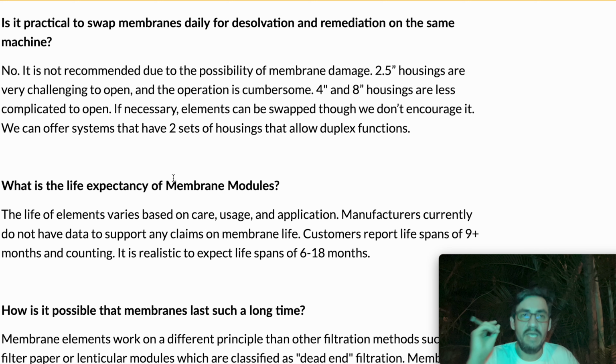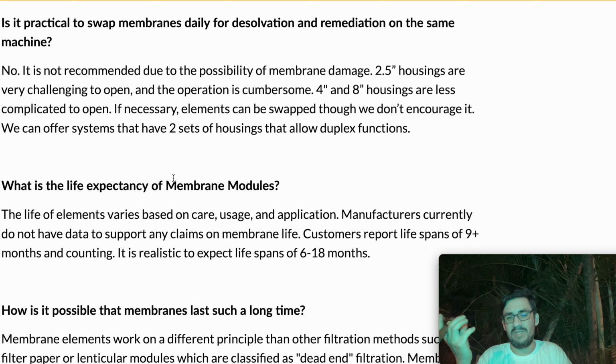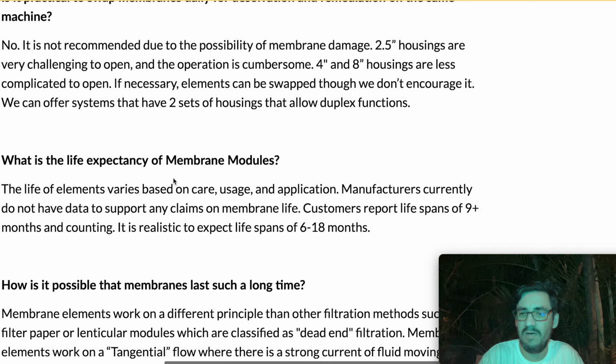Is it practical to swap membranes for desolvation and remediation on the same machine? No, not really, because it's not difficult to put the membranes in, but my main concern is that if you're careless, you'll bump the membranes, you'll break them, you'll scratch them, or you let them dry out, and you can just ruin a membrane. So honestly, yes, it can be done, but it's not exactly practical. With some practice, you could probably do a swap out in 15 to 30 minutes. If you did 1 week this, 1 week the other, perhaps, but not on a daily basis.